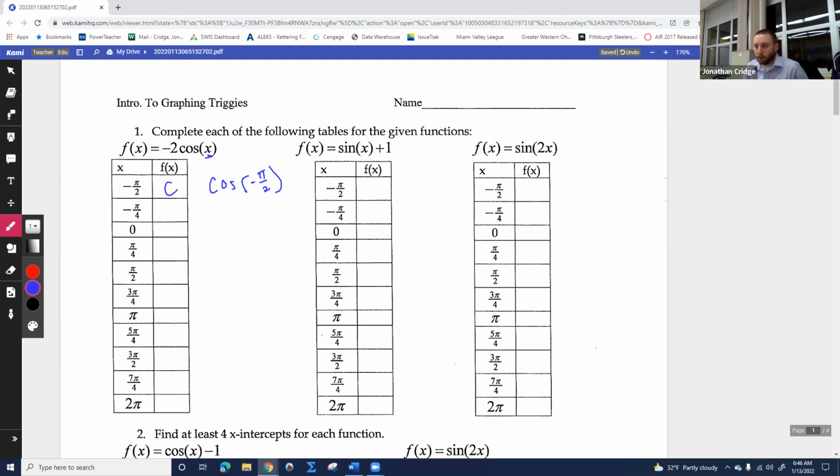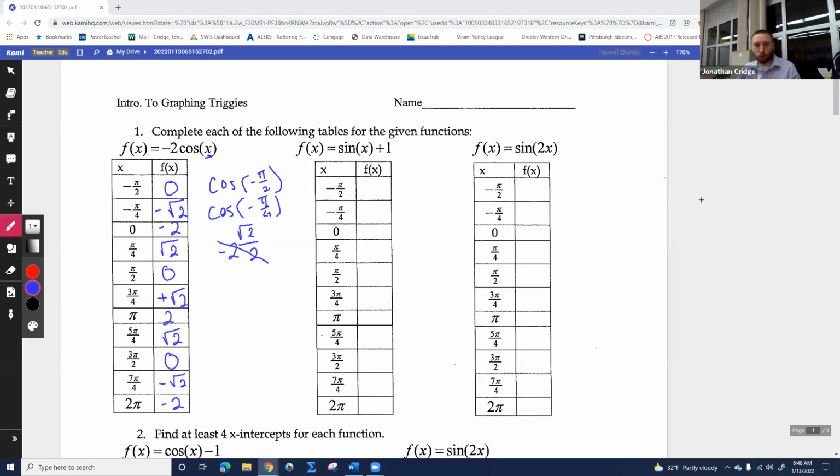-2 times 0 is 0. Okay. Plug in -pi/4. Cosine of -pi/4 is positive radical 2/2. And I'm going to multiply that by -2. Those 2's cancel out, so this will be negative radical 2. Okay, so you get the idea here. So I'll just go ahead and pause the recording and fill out this table. You're just going to plug in the value, evaluate the cosine, and then multiply your answer by -2.